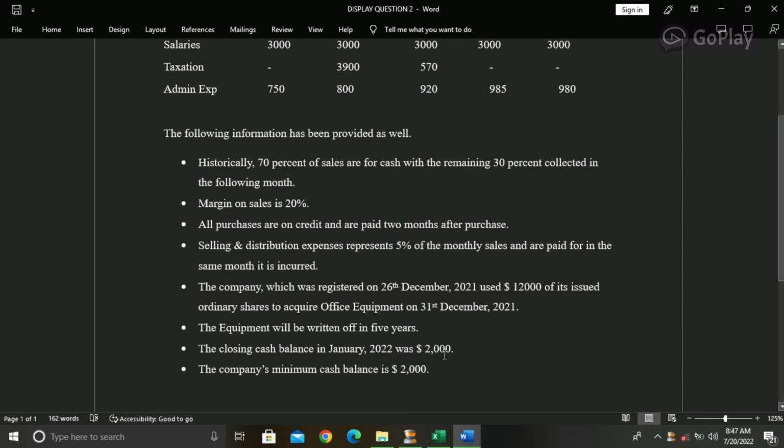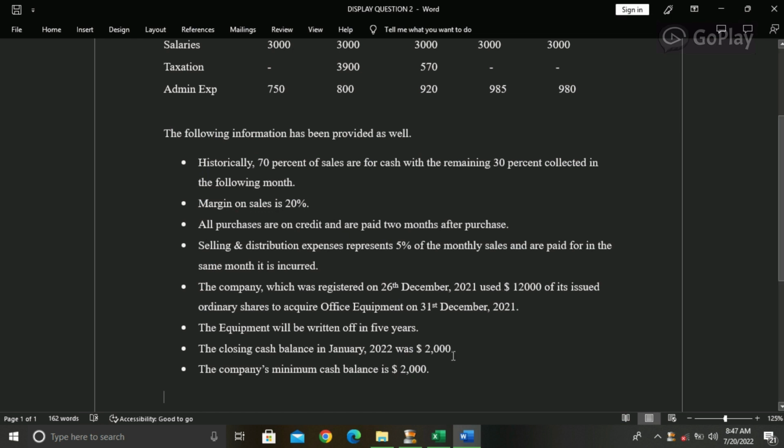So last but one bullet, it says that the closing cash balance in January was $2,000. The company's minimum cash requirement is $2,000. That's the last bullet. So here's another technicality. The last but one bullet is supposed to give us the opening balance for January, but it is rather giving us the closing balance. So now we have to use this closing balance to know our opening balance.